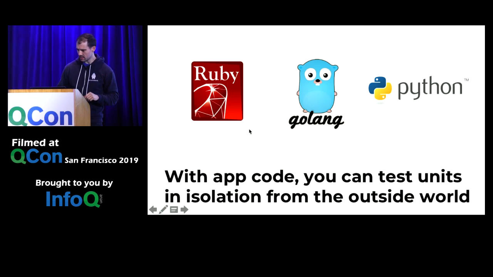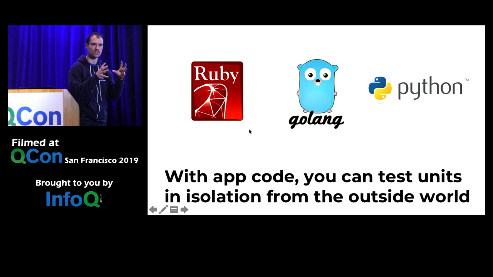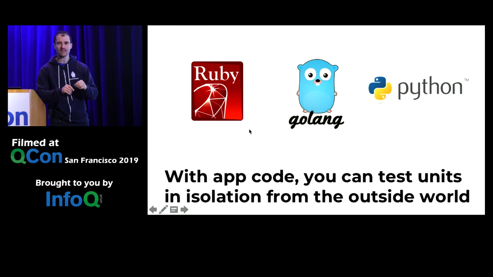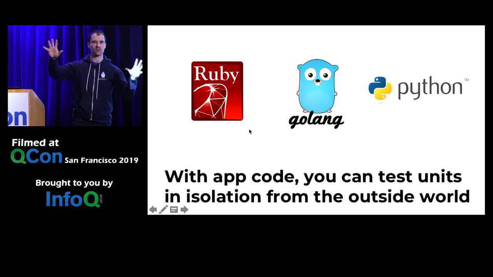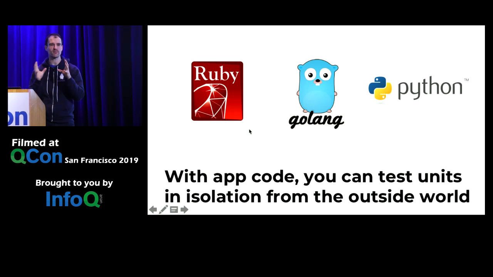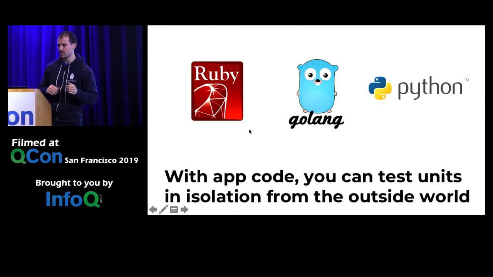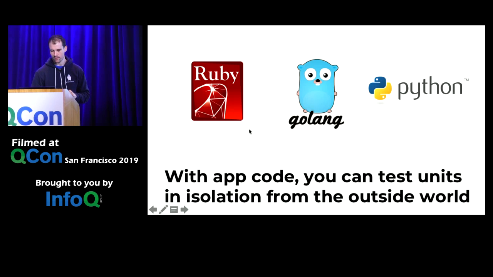Okay, next thing is with app code, when you're testing those units, when you're testing a single method or a class, you can typically isolate away the rest of the outside world, right? All of your databases, file system, web services, you isolate them and you can test just the unit by itself, which is good because then you can test very quickly and the tests are going to be nice and stable.